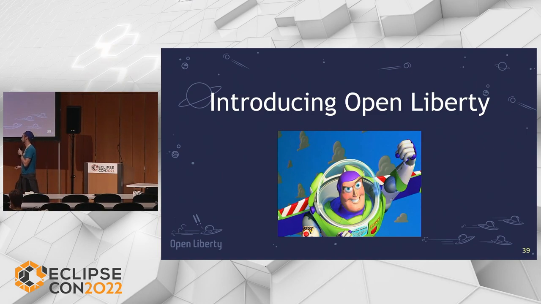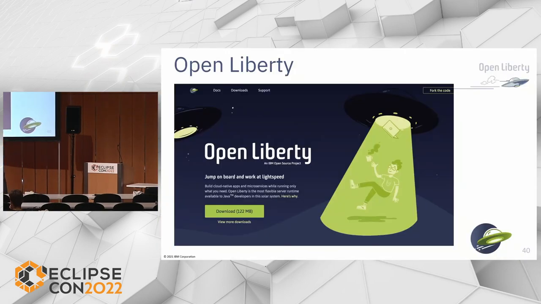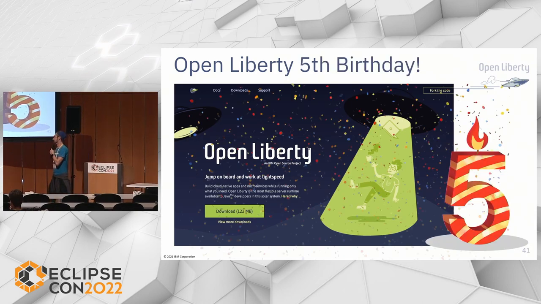I can't not mention Open Liberty, even though I don't work for them anymore. But yeah, I can't not mention them because it's kind of the point of some of this presentation. So Open Liberty, if you haven't heard of it, is a runtime by IBM. This was open sourced at the same time as OpenJ9, 5 years ago now, because I think we've just had our fifth birthday, which should be the next slide, yeah. So yeah, it was open sourced about 5 years ago.